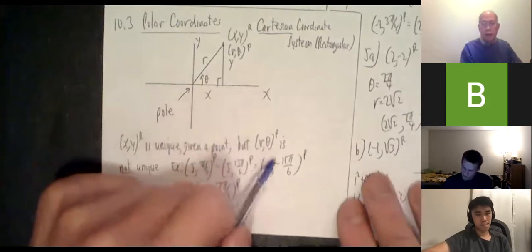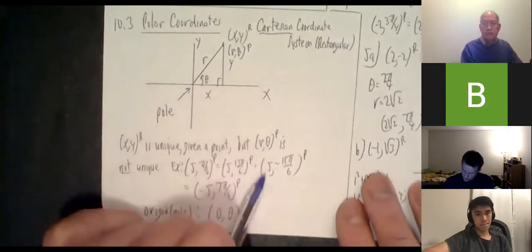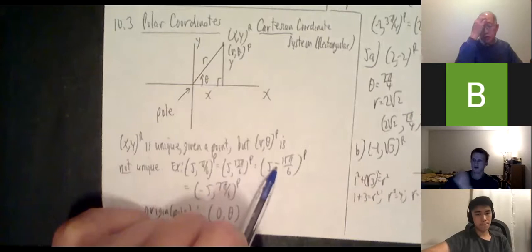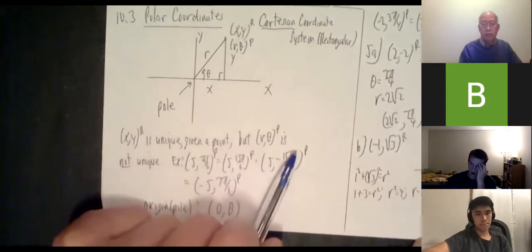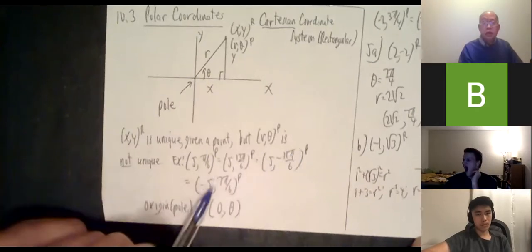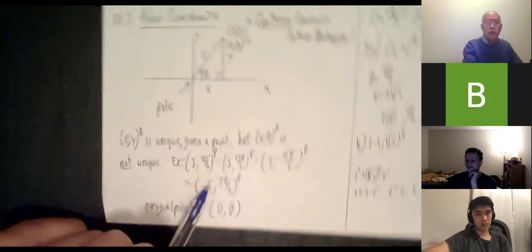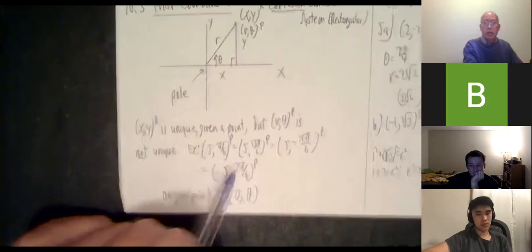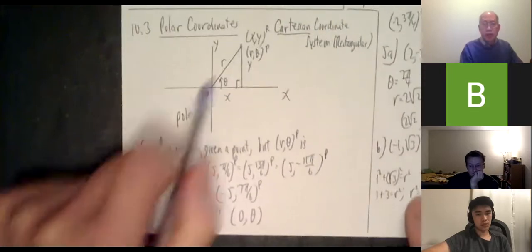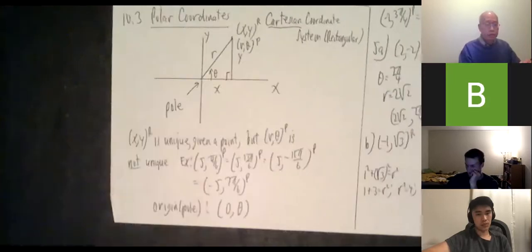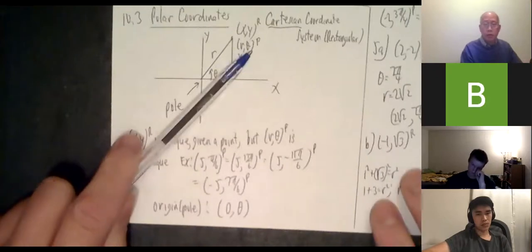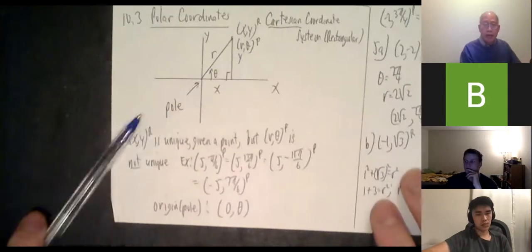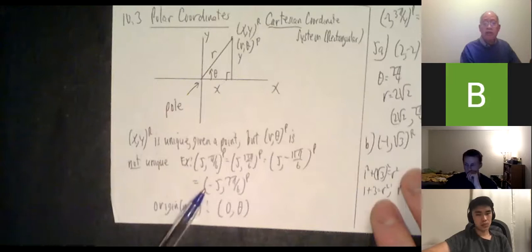I could also go backwards. I could go backwards and say 5 comma negative 11 pi over 6 in polar coordinates. And look at this. We're also going to say negative 5, 7 pi over 6. Now, pi over 6 and 7 pi over 6 are 180 degrees apart. So if you have one point over here, you could aim 180 degrees apart if your R is negative.